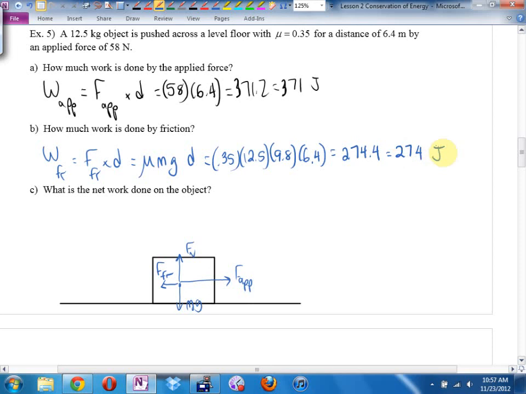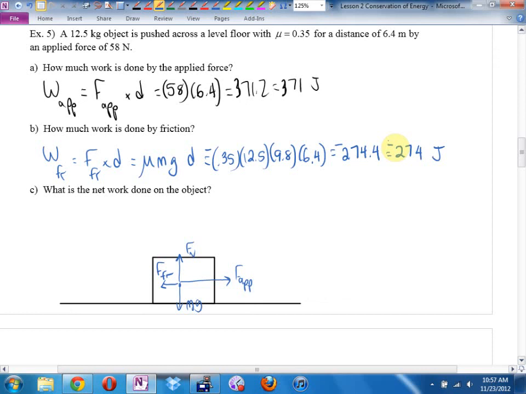Why am I technically wrong here? Because I am. Friction is in the opposite direction of motion. I'm losing that much energy. So even though this person is giving 371 joules of energy, not all of it is going into making this object slide and speed up. A lot of it is going into heating up the floor.